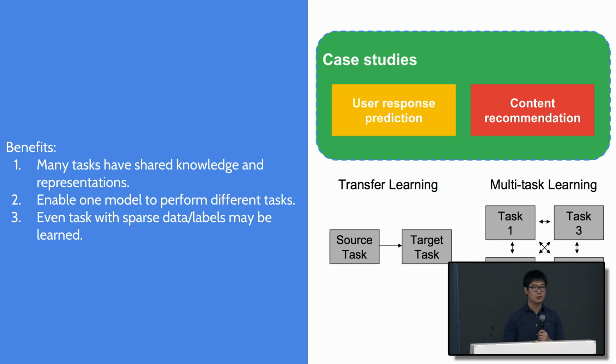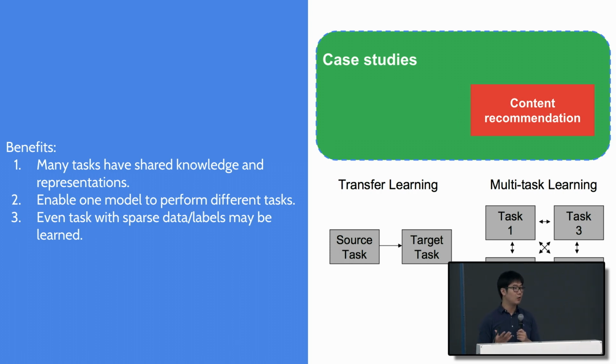So the rest of the talk is going to be centered on two case studies, one for transfer learning and one for multitask learning. And I'm going to talk about the content recommendation problem as a case study of how we use multitask learning, how we see challenges in multitask learning, and how we improve that.